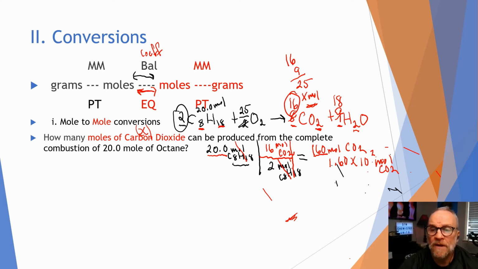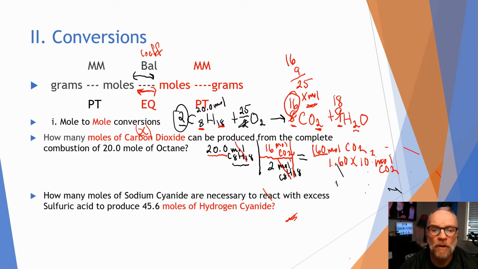All right. Let's see what the next problem is. The next problem says how many moles of sodium cyanide are necessary to react with excess sulfuric acid to produce 45.6 moles of hydrogen cyanide.